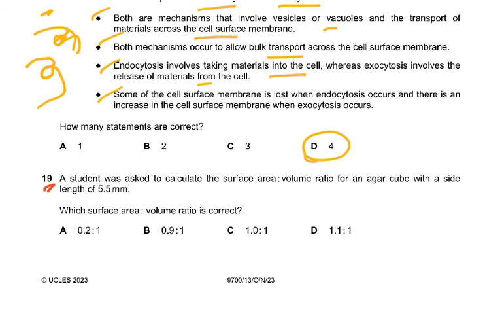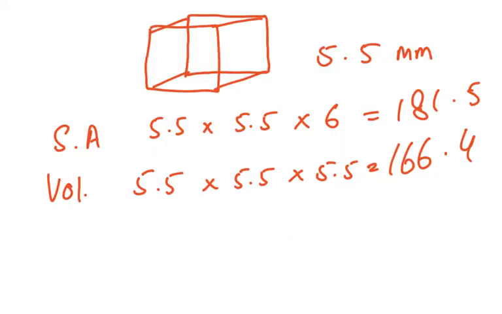Question number 19. A student was asked to calculate the surface area to volume ratio of an agar cube with a side length of 5.5 millimeter. Which row is correct? Of course, the answer is D, 1.1 ratio 1. I'll just show you how this was done. The area is length into breadth, so 5.5 into 5.5, and there are 6 faces. It's a cube. And the volume is length into breadth into width, so it's 5.5 cubed. So this is 181 ratio 166. This is 1.1 ratio 1.